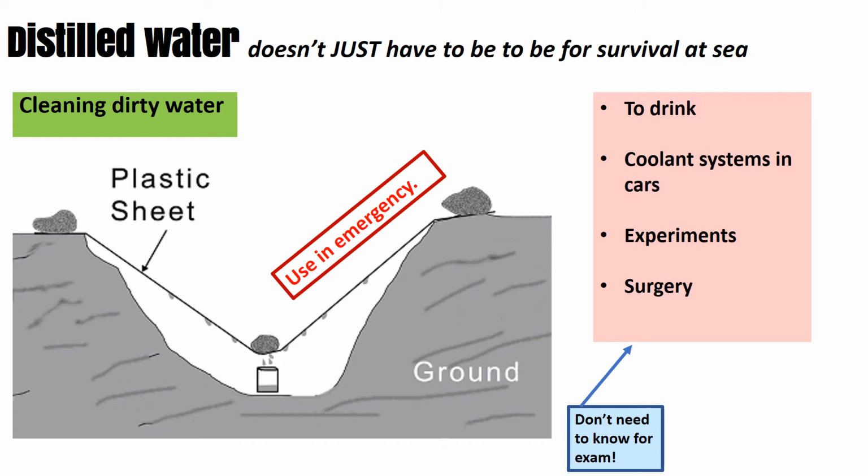We need it in science. We use it in experiments because in science, we really want things to be accurate. We want our results to be reliable, and we want to be able to tell people that the results we've got due to some water substance in there is actually due to the water, not due to something else that could be in there. Surgery is another good example.